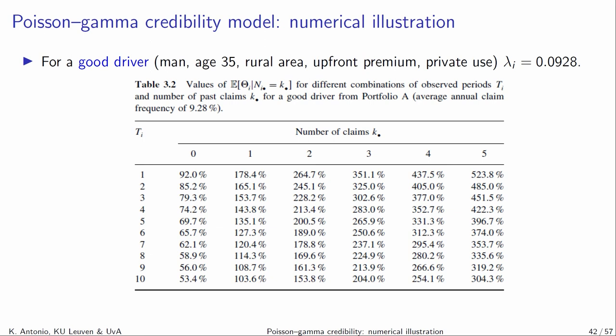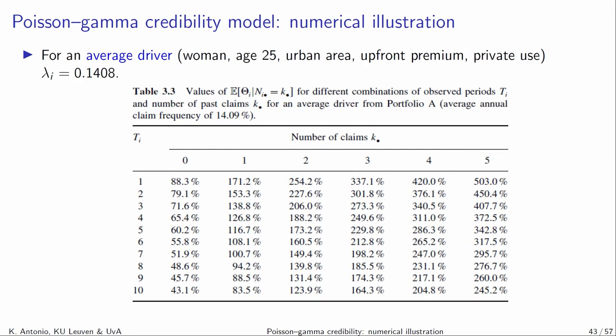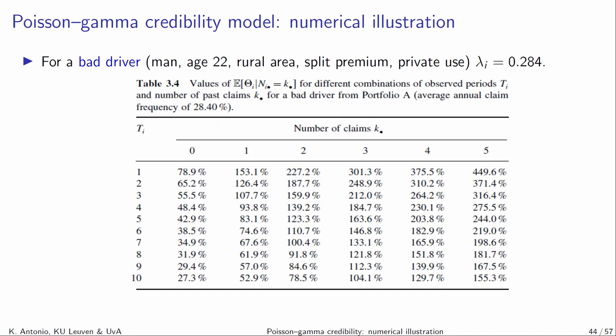So these are a couple of examples from the book. We start with an a priori tariff, a certain lambda a priori, and then we calculate these correction factors over time periods, where we ask: what if you only have one time period available and you reported zero claims in that period, or five claims? You'll see the corrections coming up. This is just an example to see how that goes. This is for an a priori good driver, an a priori average driver, and an a priori bad driver. Here you also see that the corrections are larger.